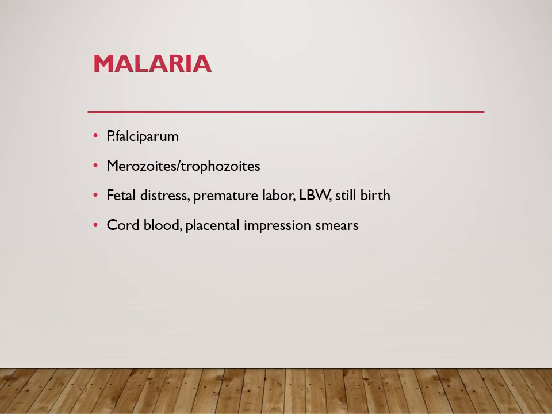In case of malaria, there can also be mother to child transmission of the infection. In case of Plasmodium falciparum, it can be transmitted by the transplacental route. And the infective form is the merozoites. It has been seen that when there is malaria infection in the pregnant lady, there could be fetal distress, premature labor, low birth weight child, or stillbirth. For diagnosis, cord blood or placental impression smears can be used for making thick and thin smears.